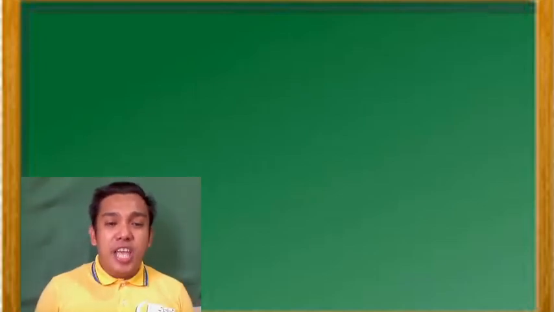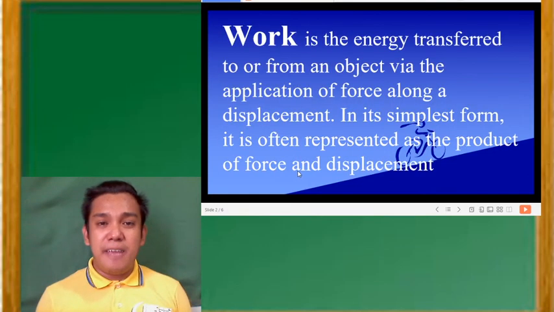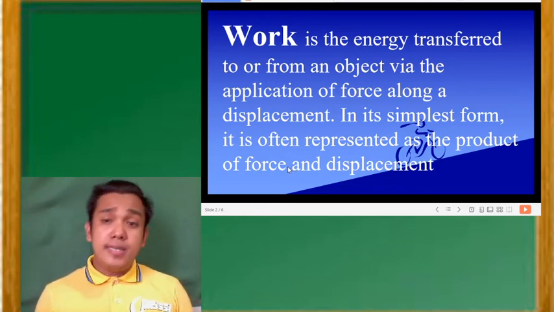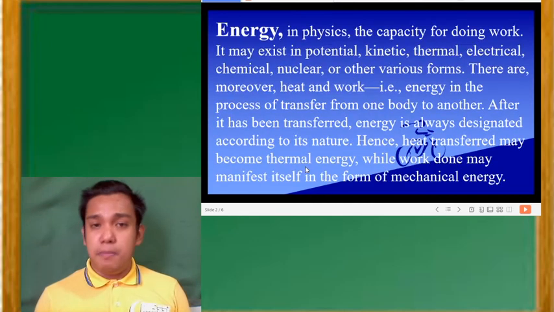Okay, that is energy and work, or work and energy. Now, let us define what is work and what is energy. Okay, work and energy. So when we say work, it is energy transferred to or from an object via the application of force along the displacement. In its simplest form, it is represented as the product of the force and displacement.